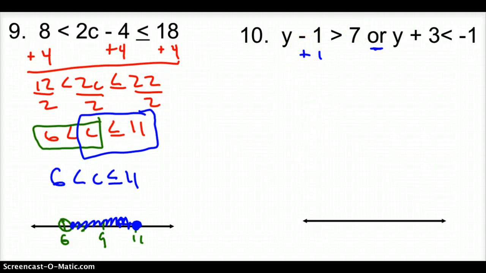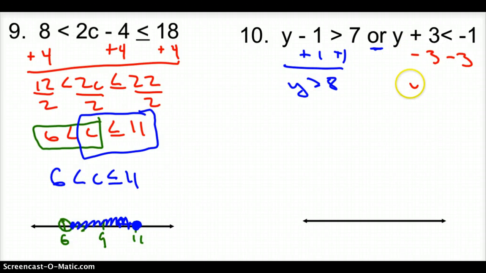So we add 1 to each side, add 1 to each side. So now y is greater than 8. Now I'm going to solve this guy, so I'm going to subtract 3 from both sides. So y is less than -4. So now let's put both of those numbers on the number line. So I have -4 down here. I'm just going to say that's 0. And then over here is 8.